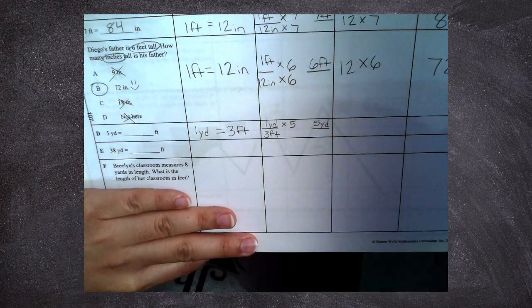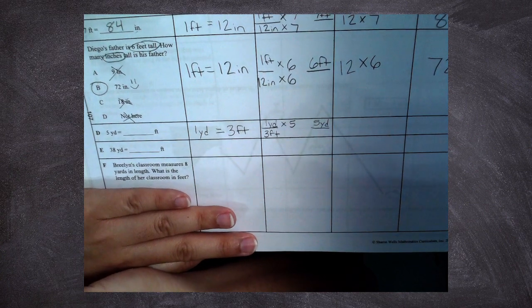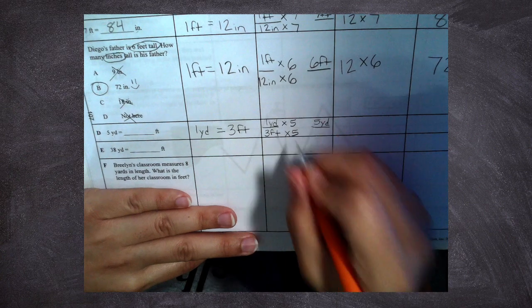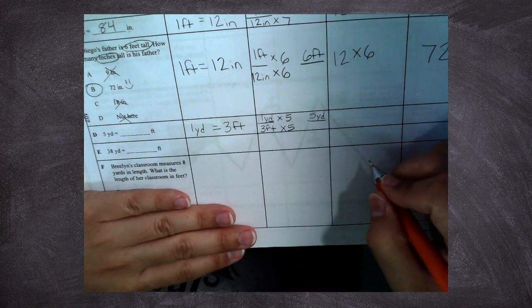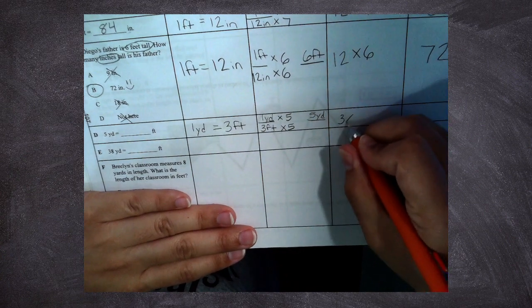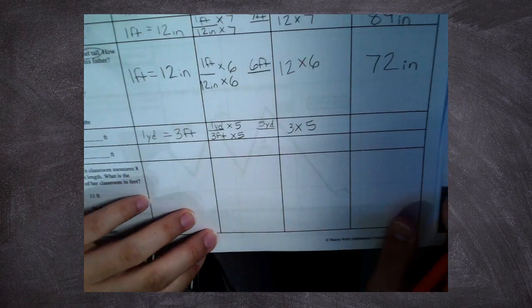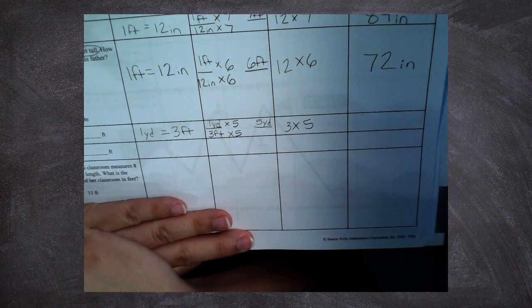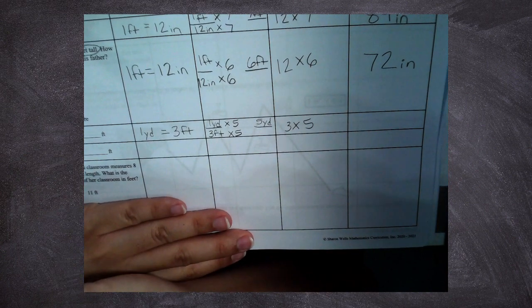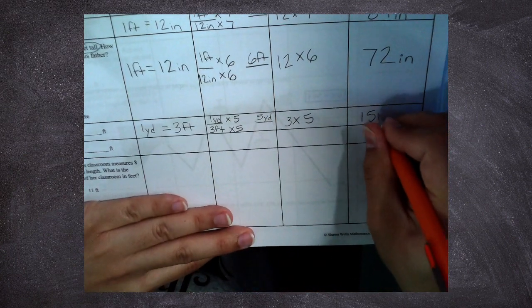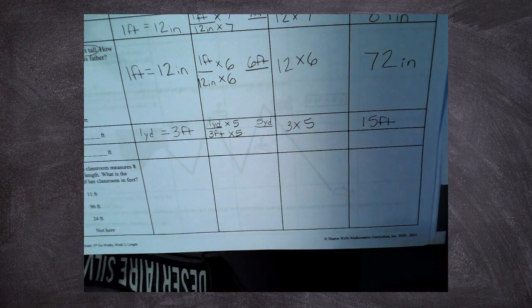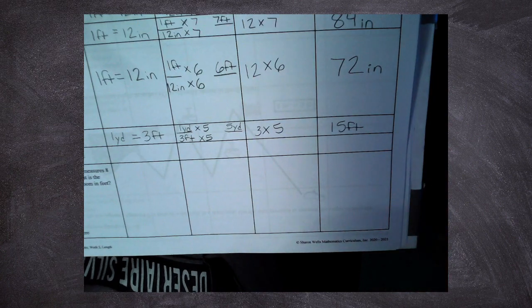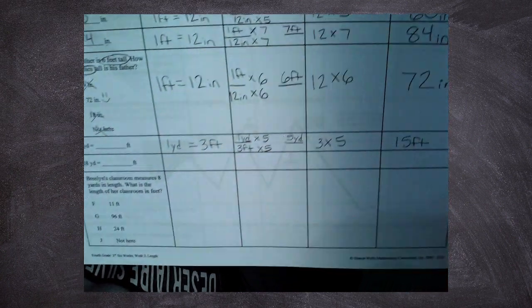Okay. And then what do I have to do? Then put times 5 on the bottom so it could be equal. Okay. And then on the other side, put 3 times 5. Okay, 3 times 5. And if I do 3 times 5, what do I get? 15 feet. 15. Very good, Jadine. So my answer would be 15 feet.